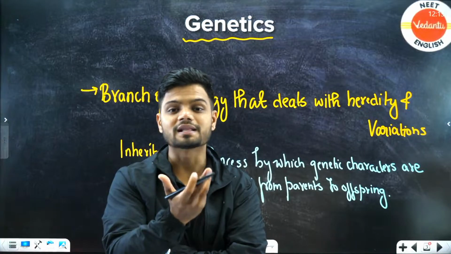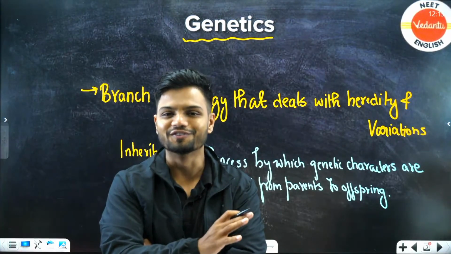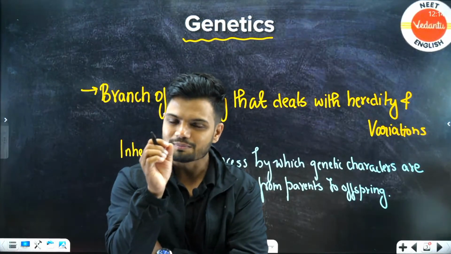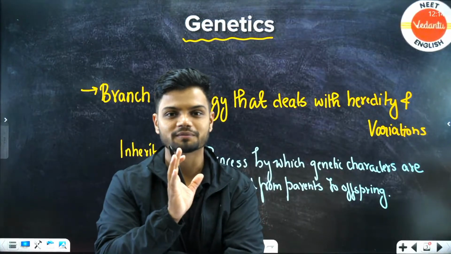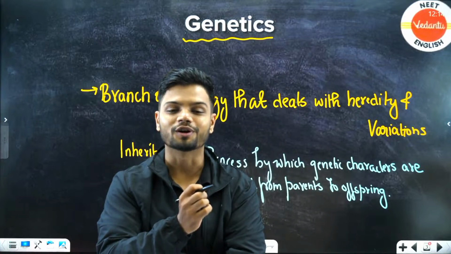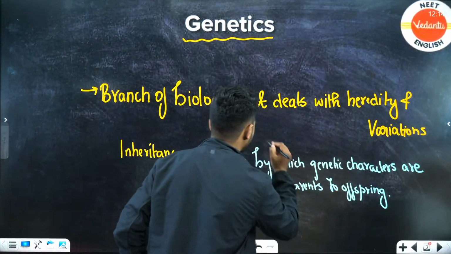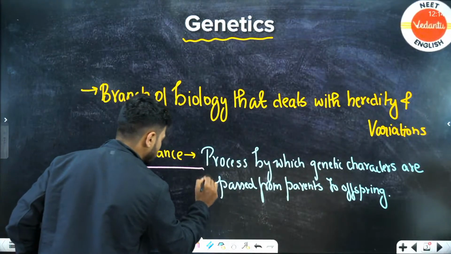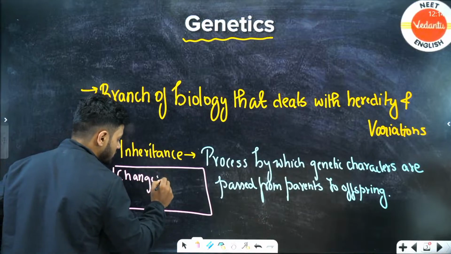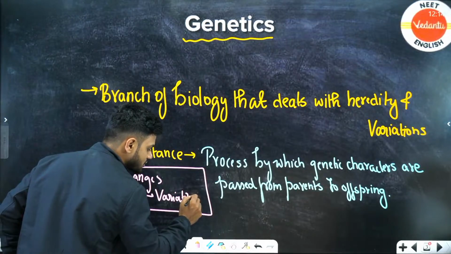My nose is like my father's, but my eyes are like my mother's. My cheeks are a little different. My arms are a little different. So, are there some changes from parent to offspring? Yes. Those changes are also called variations, students. That is very important. The changes are called variations.